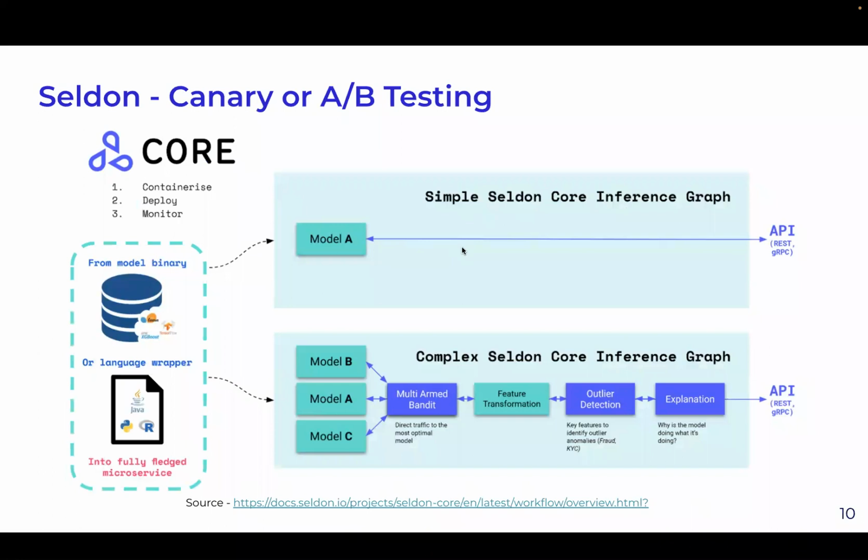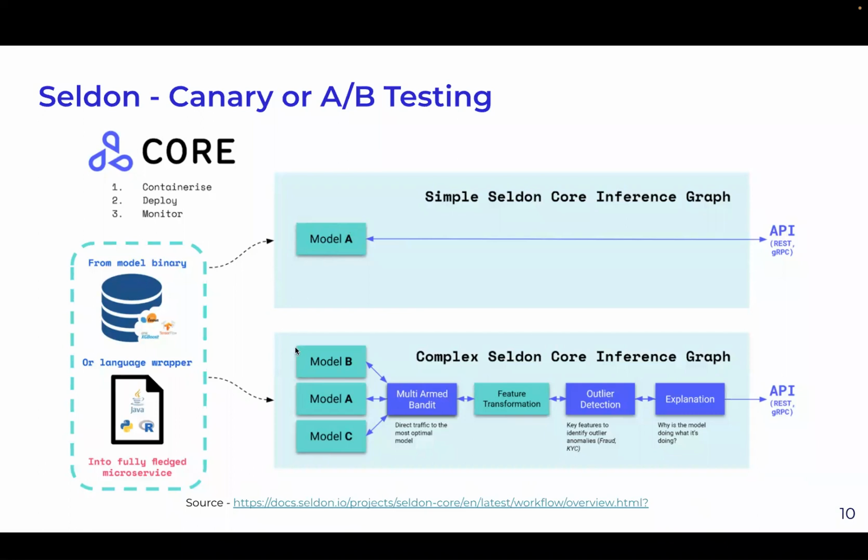The next one is Canary or A/B testing. Here, this graph might not be completely depicting what the heading says. The first one is the inference graph. Suppose you deploy a particular Seldon model without any Canary testing, A/B testing, outlier detection, or explainer. This is how the graph will look: the user sends the request, it directly reaches the model, and he gets back the predictions.